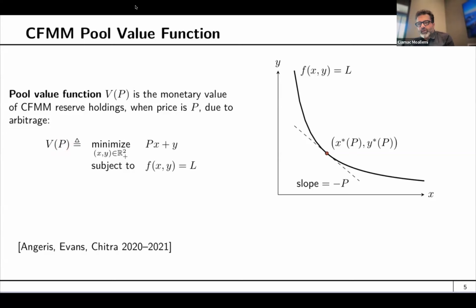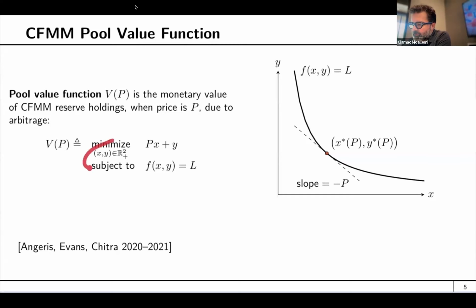And by virtue of trying to make money, because trade between the agent and the pool is zero sum, the agent maximizing the amount of money they can make, again, when they believe the price is P, is equivalent to the pool's value being minimized. Right. And that's the structure of this optimization problem.